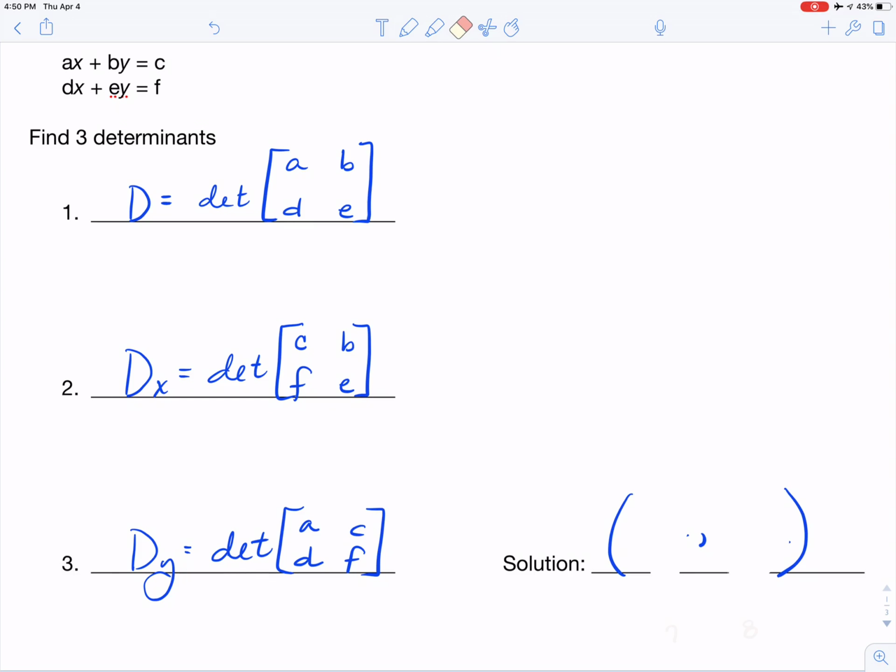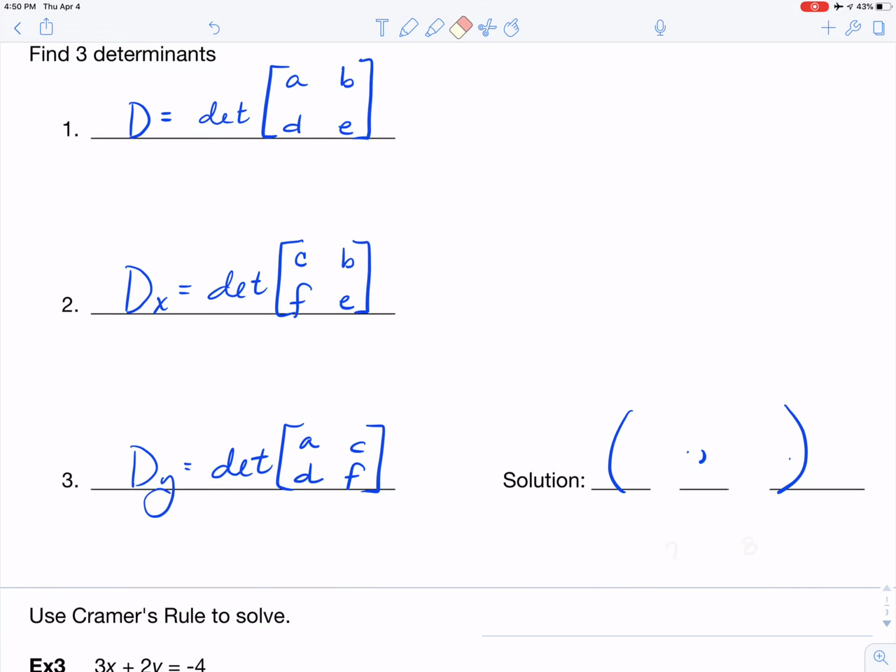Now, you have to find those 3 determinants before you can ever find the solution to your system. And we know that a solution is going to be written as a coordinate. That's not a shock. We've already done that this chapter. But the x piece of my solution is going to be your D sub x over D. And then your y value will be D sub y over D.